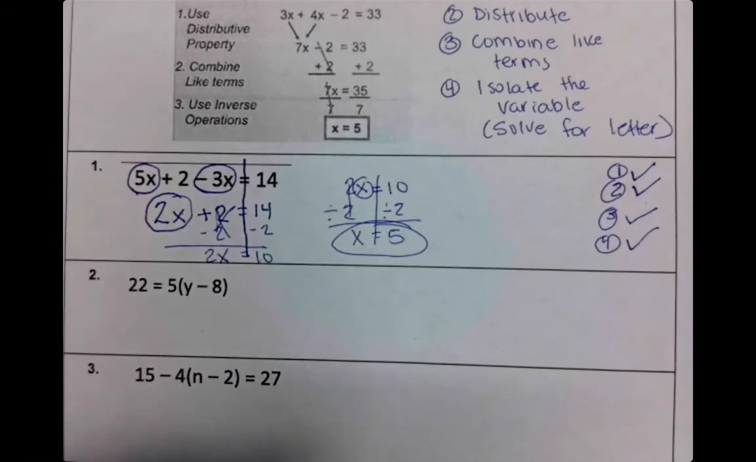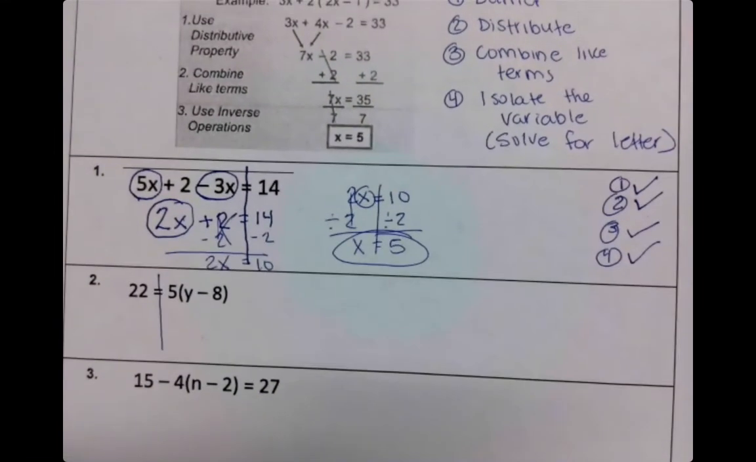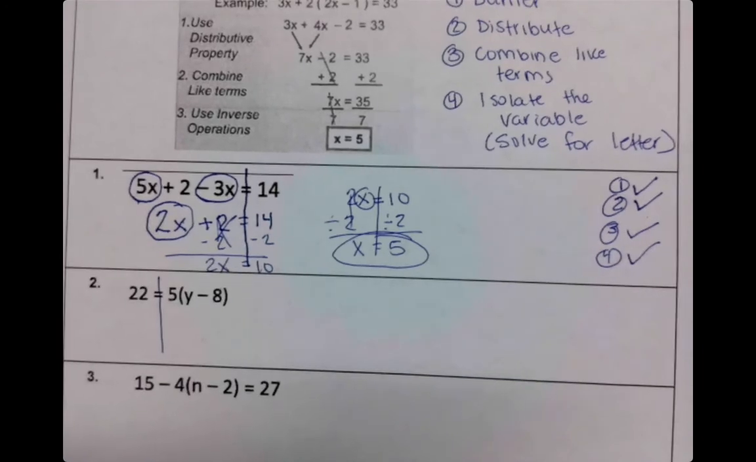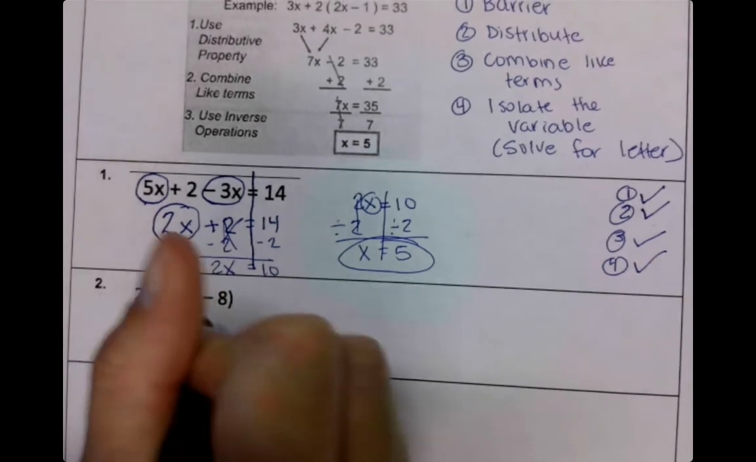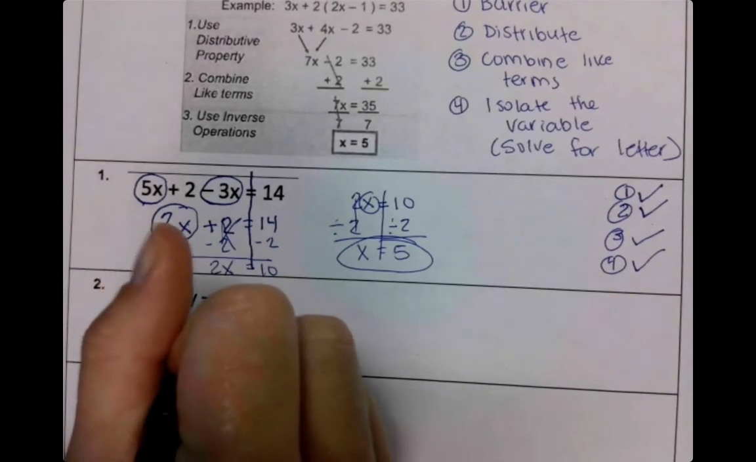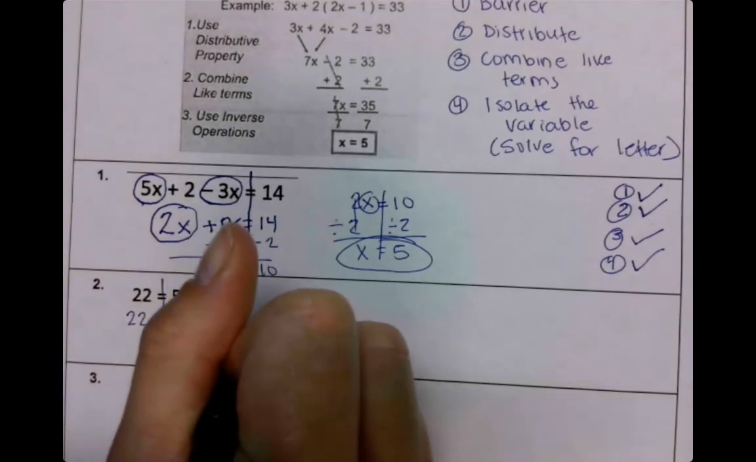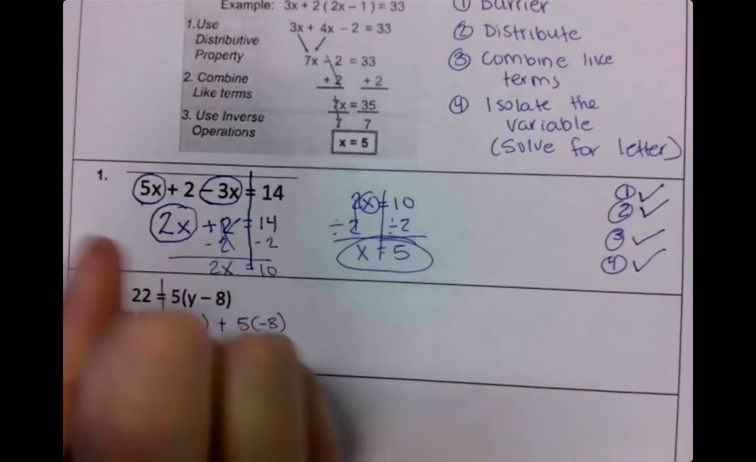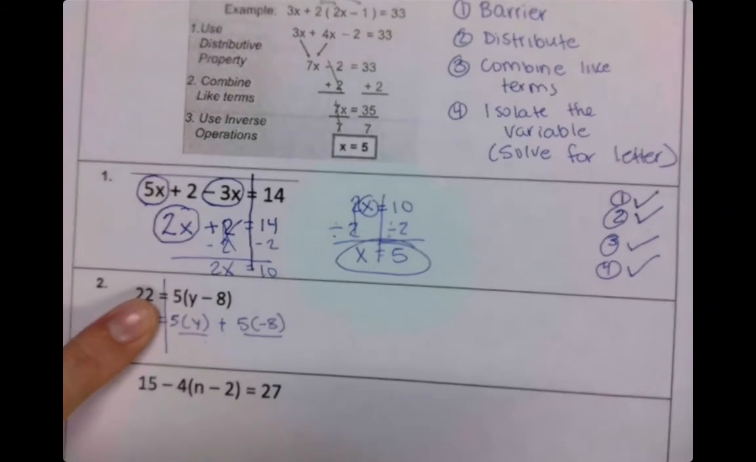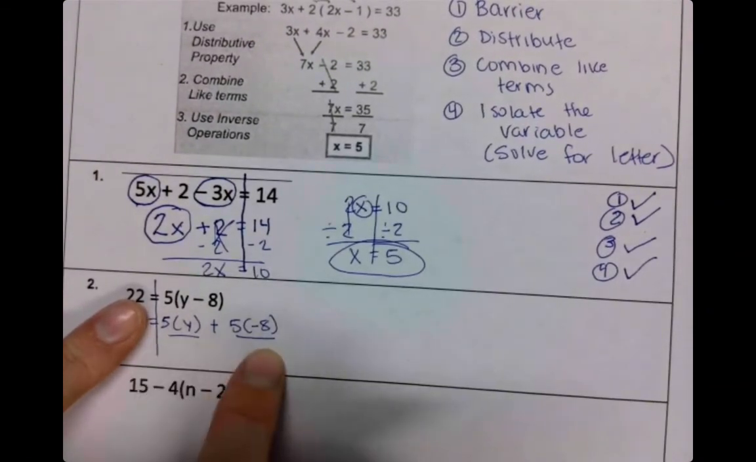All right, for number 2, some of you might remember from the IXL last week where we had that number on the outside and then we divided. But on here, if I do 22 divided by 5, you can do it, but it's going to be a decimal. It's going to be a pain. So your best bet would be to just distribute. So I'm going to keep my 22 here, and then I have 5 times y plus 5 times negative 8. It's kind of like saying this doesn't exist. Just do this and get what you need, and then worry about the solving.